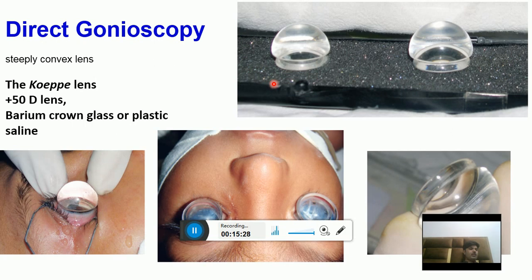Gonioscopy is performed with the patient in the supine position. Here you can see. Note that this may deepen the angle. It can be used in conjunction with an operating or handheld microscope, or magnifying loupes can be used. The technique cannot be used with a slit lamp, so clarity, illumination and variable magnification are not comparable with indirect lenses. Saline is used instead of coupling fluid.